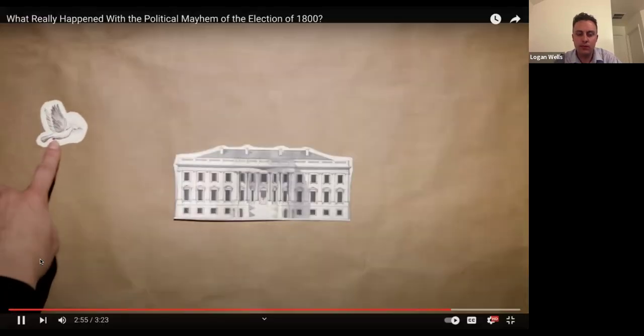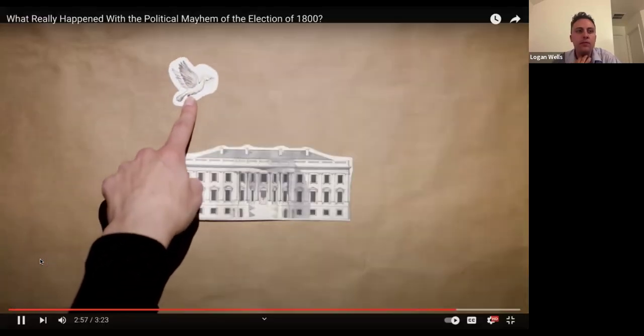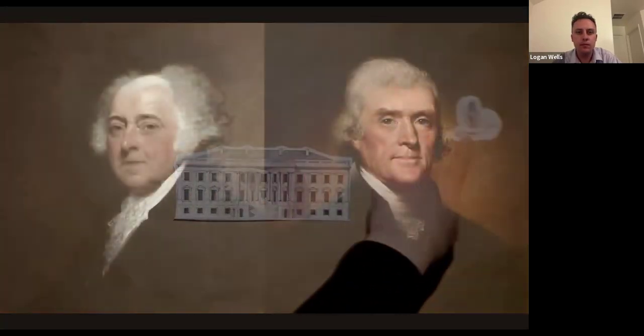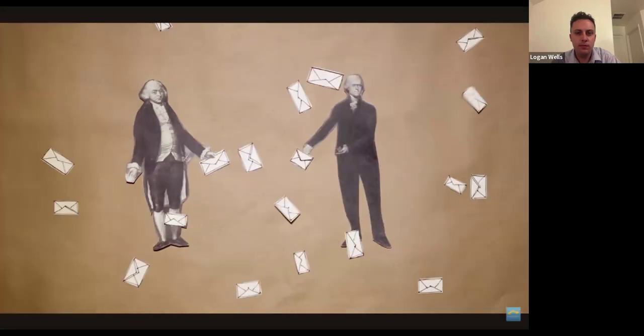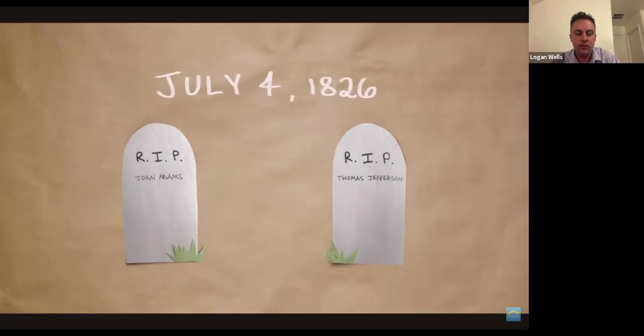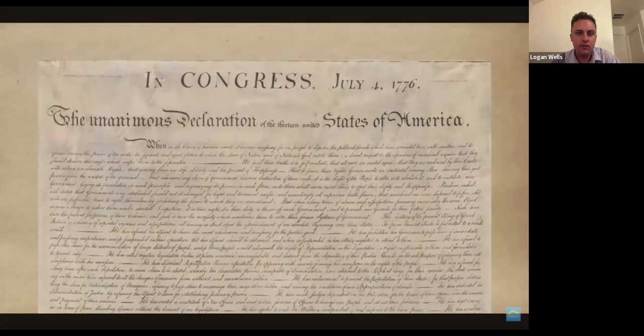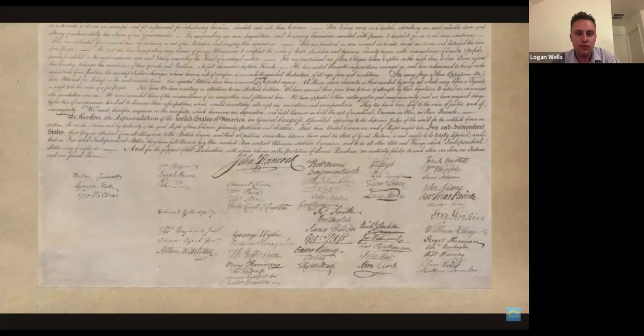Despite the rancor of the election, the peaceful passage of power from one party to another was a revolutionary idea in and of itself. As for Adams and Jefferson, they actually reconciled years later and kept in touch, sending each other more than 150 letters. The two presidents died on the same day, July 4th, 1826, 50 years after the Declaration of Independence was signed.